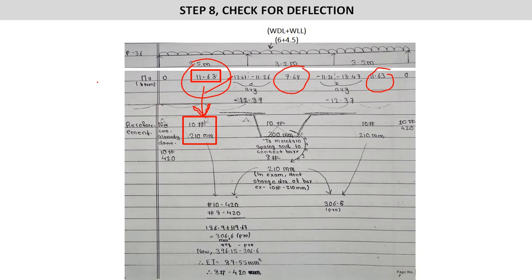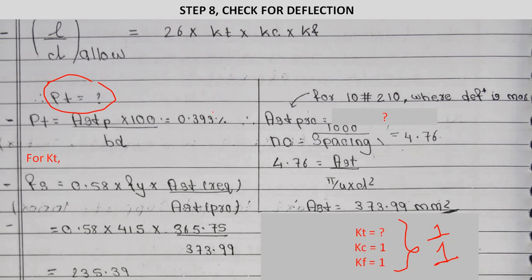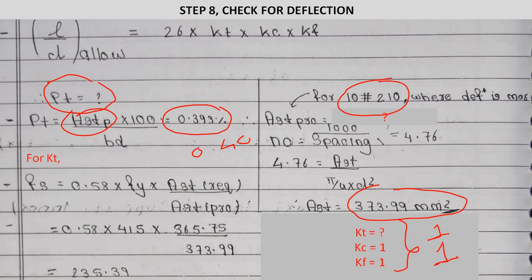For that we first have to know the area provided. We know that we have provided 10 mm bars at 210 center to center. So we will use that and find the area provided. I have found the area provided as 373.99 mm square. By using it, I have placed the value of AST over here and found the percentage of steel as 0.393. So we can consider it as 0.40 percent. This value will be used for obtaining the value of KT.